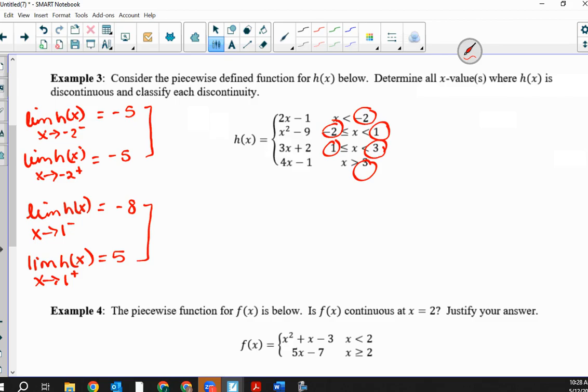What does that mean? Yeah, it means we have a jump. So removable. I would include jump when you say that. And that's, yeah, jump. Oh, I'm sorry, none. Thank you. Good job, guys. At x equals 1, right? So there's 1 discontinuity.